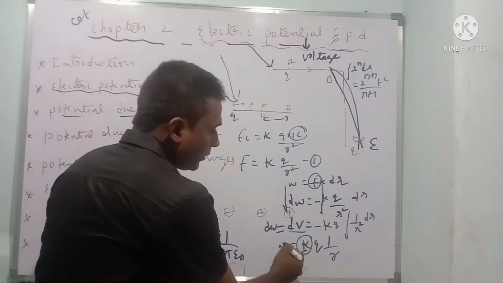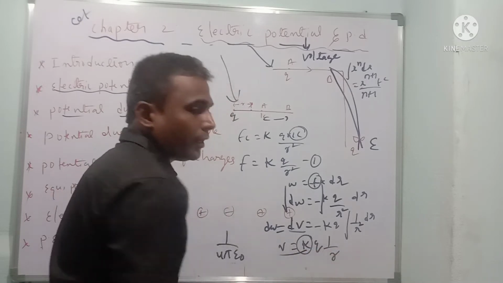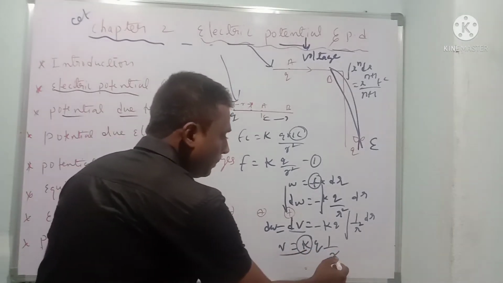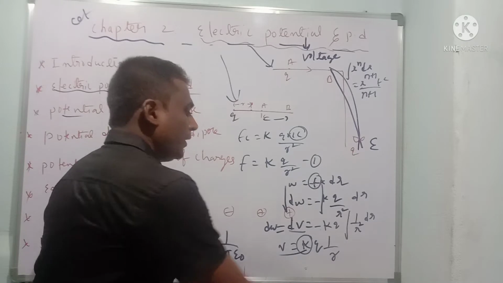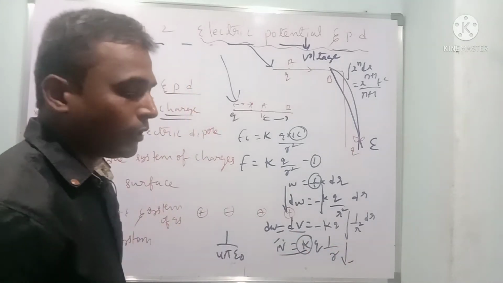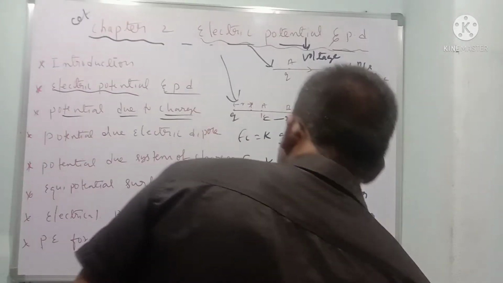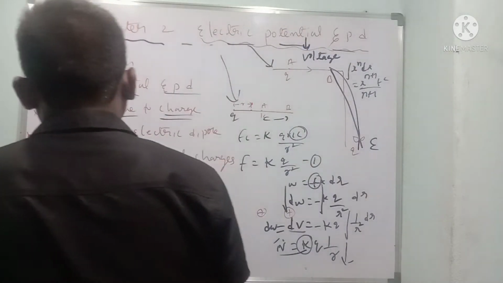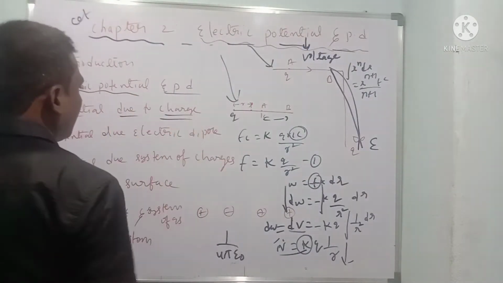Okay, so V is equal to K into Q by R, and this is inversely proportional to distance. If distance decreases, electric potential will increase. So after that, let us come to the next point: potential due to electric dipole.